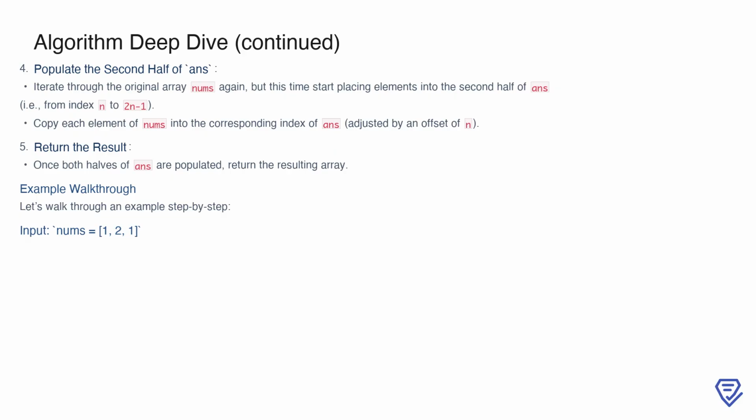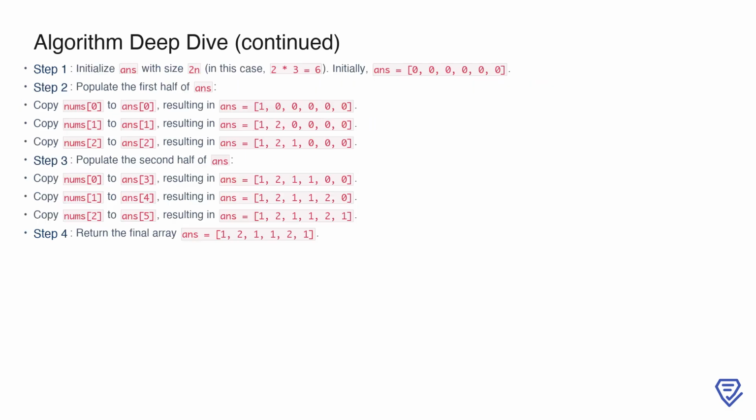Let's now examine an example to clarify these steps in action. If the input array is 1, 2, 1, we'll follow the outlined steps to construct the output array step by step. In this example, the input array is nums equals 1, 2, 1. First, we initialize the result array ANS with a size of 2n, which is 6 in this case. Initially, the array looks like this: 0, 0, 0, 0, 0, 0.